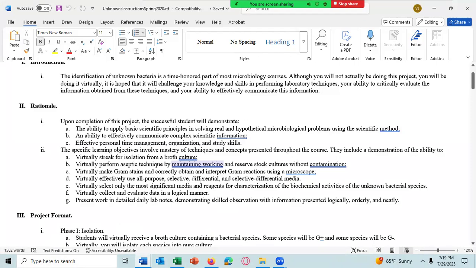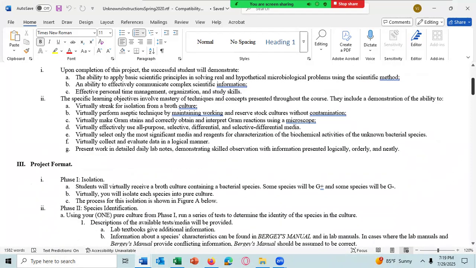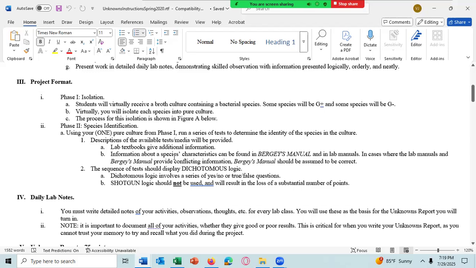Read about the rationale of the project format. You don't really need to isolate the bacterial species because I'm just going to send you one number. Normally, if you were to go to a microbiology lab, we'd give you a tube which will have two bacteria species in it, and you're supposed to streak it out 2 times to get a pure culture, grow that pure culture up, and then use that as your stock culture.